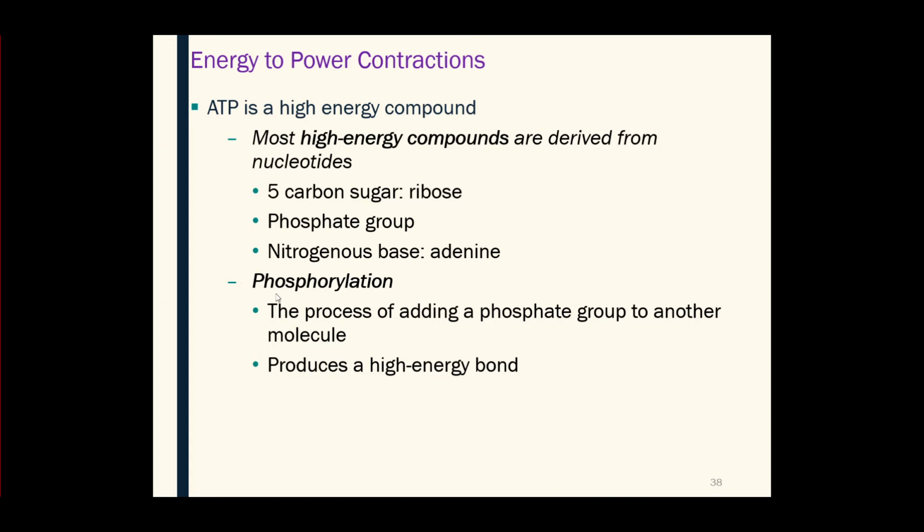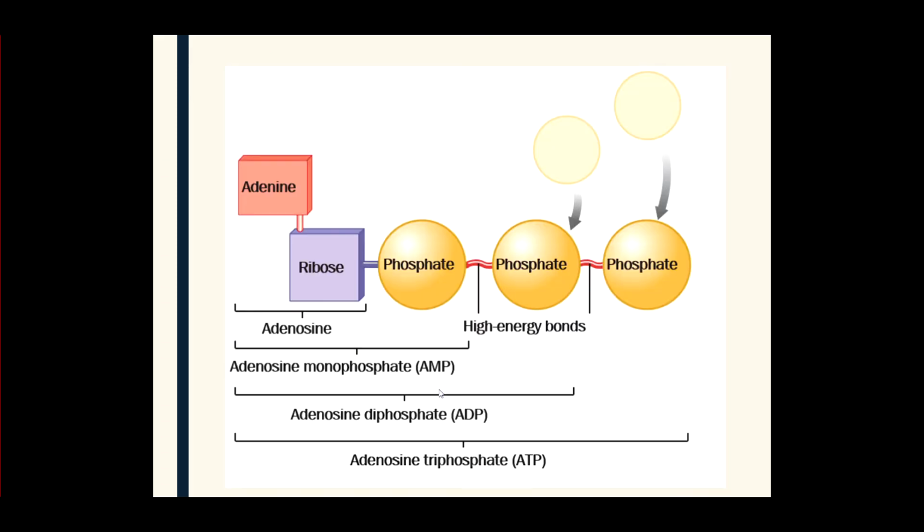This process is known as phosphorylation. Very simply, it's the chemical reaction of adding a phosphate group to some molecule. In this case, we're going to be adding the phosphate group to this nucleotide. And these processes of phosphorylation produce high energy bonds. Let me show you what we're talking about.